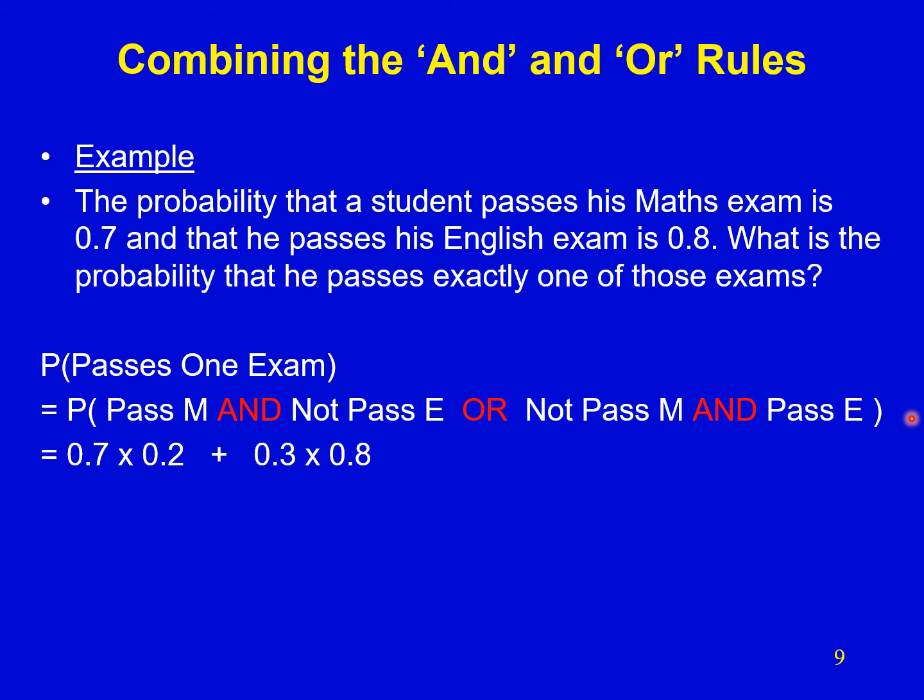So if we substitute the values in, the probability he passes maths is 0.7. The probability he doesn't pass English is 1 minus 0.8, which is 0.2. So if we want both those things to happen, we have to multiply 0.7 by 0.2. Now we have an or here, so we have to add, and the probability he doesn't pass maths is 1 minus 0.7, which is 0.3, and we multiply by the probability he passes English, 0.8. So calculating this, we end up with 0.38.